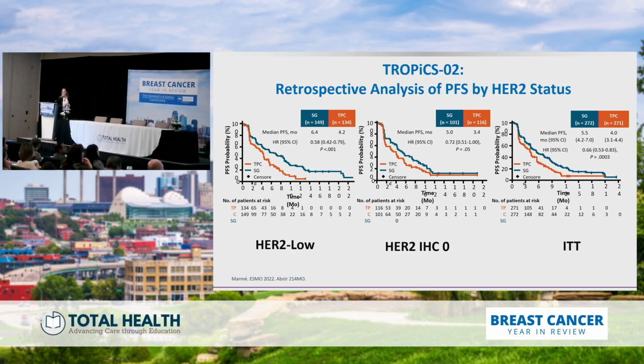And you can see a pretty consistent, again, this is an exploratory analysis, so it's hypothesis generating, but a pretty consistent benefit in the HER2 low and HER2 zero. And this is something to keep in mind when we're thinking about sequencing for these patients, because this is a question that comes up in clinical practice all the time. When do I give sacituzumab versus trastuzumab deruxtecan for my HER2 low population?